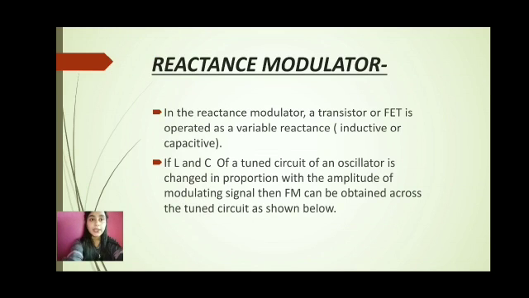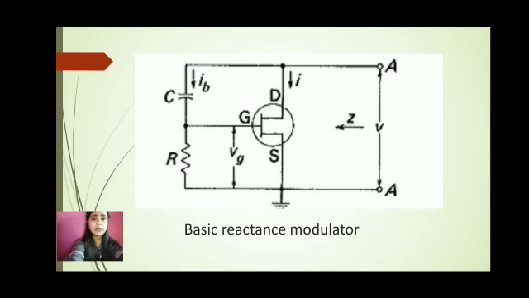Second is reactance modulator. In the reactance modulator, a transistor or FET is operated as a variable reactance, inductive or capacitive. If L and C of a tuned circuit of an oscillator is changed in proportion with the amplitude of the modulating signal, then FM can be obtained across the tuned circuit as shown below. Here is a basic diagram of the reactance modulator.